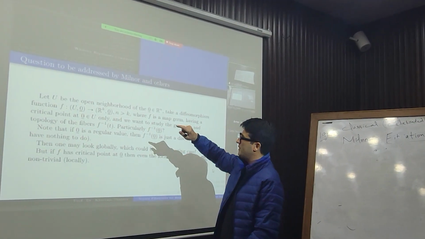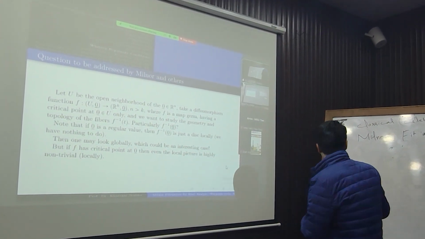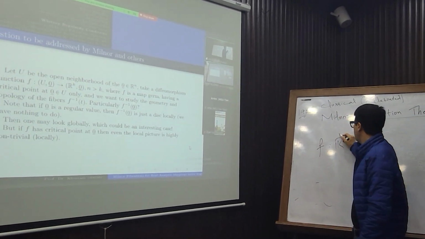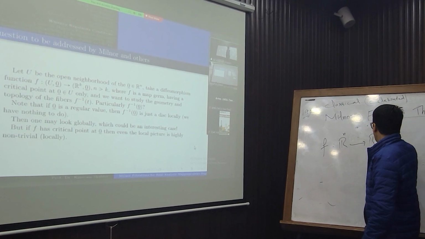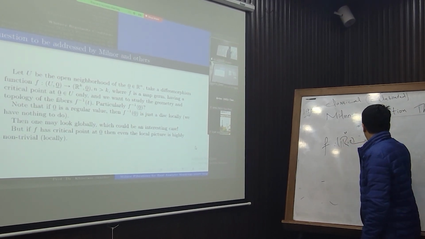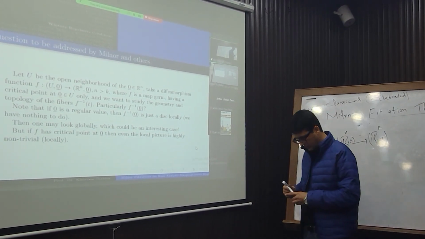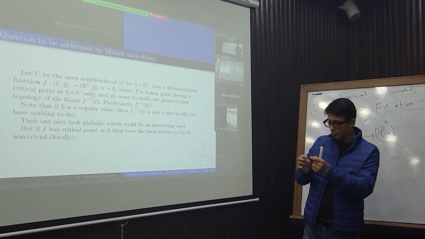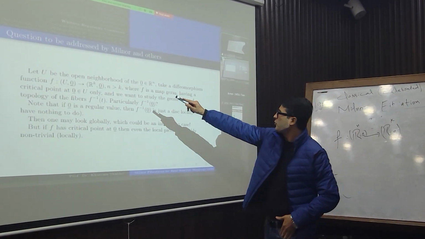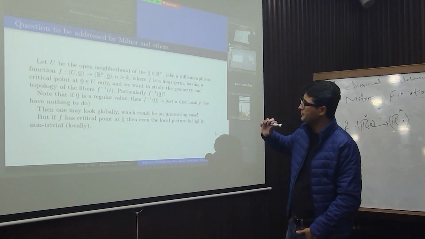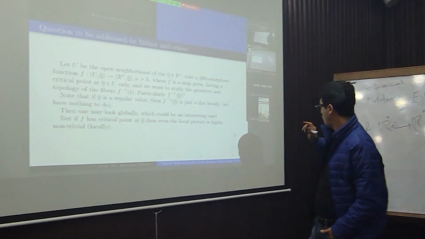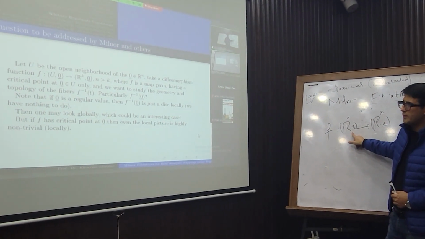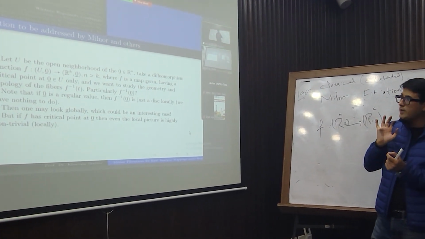Addressed by Milnor. What is this question? If I take an analytic map from some R^n to R^k, with a map germ at 0, the map germ means you are looking locally. So if U is an open neighborhood of 0 and F is a map germ with only isolated singularities at 0, 0 is the only singularity there.